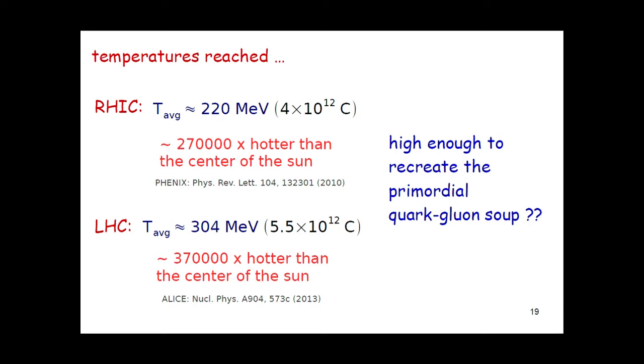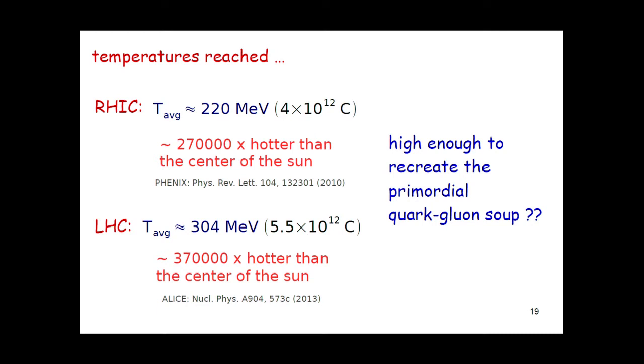By looking at the frequency distributions of the light emitted from these collisions, one can estimate the average temperatures created during these collisions at RHIC and LHC. When experimentalists do that, what they found is that the average temperature reached at RHIC is approximately 220 MeV, or 4 trillion degrees Celsius, which is 270,000 times hotter than the center of the sun. For LHC, the average temperature reached is even higher. This is approximately 300 MeV, or 5.5 trillion degrees Celsius, which in other terms is 370,000 times hotter than the center of the sun.